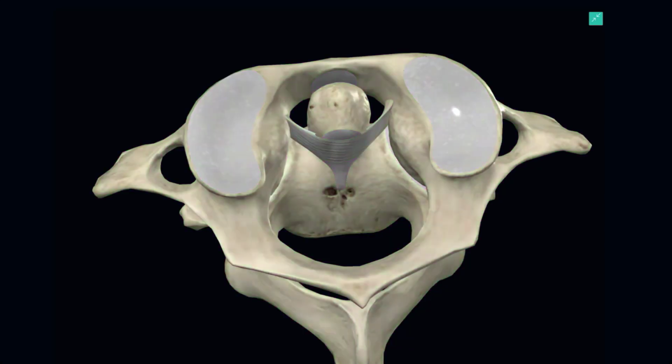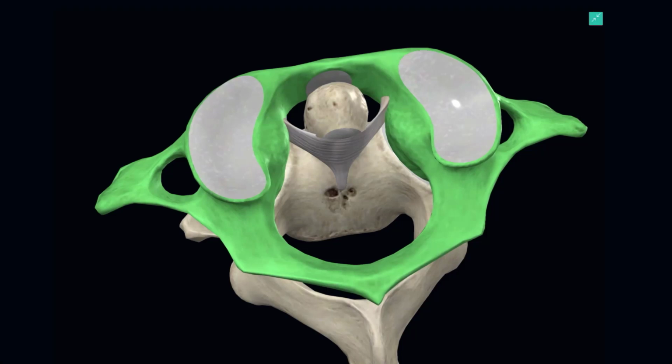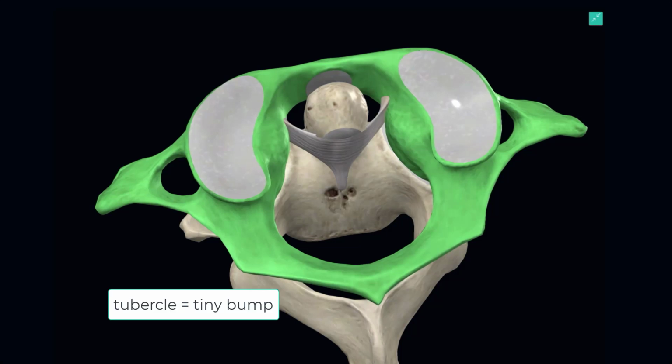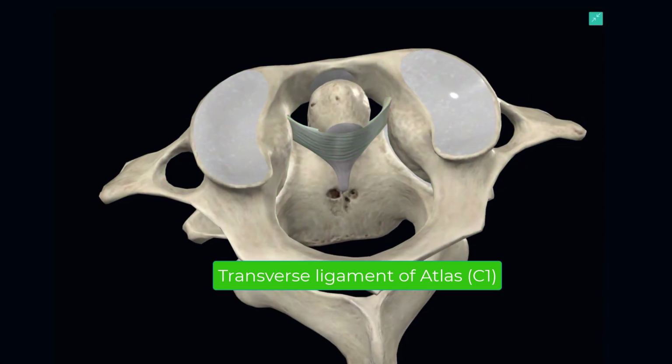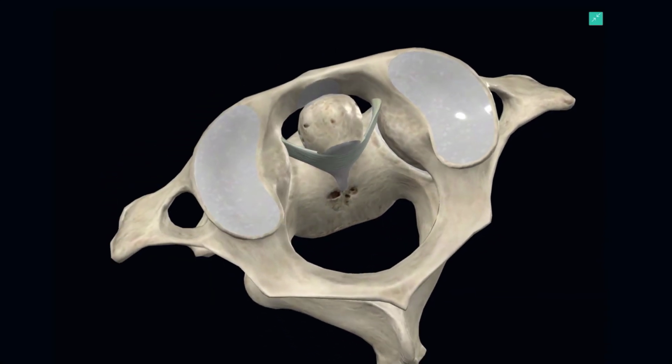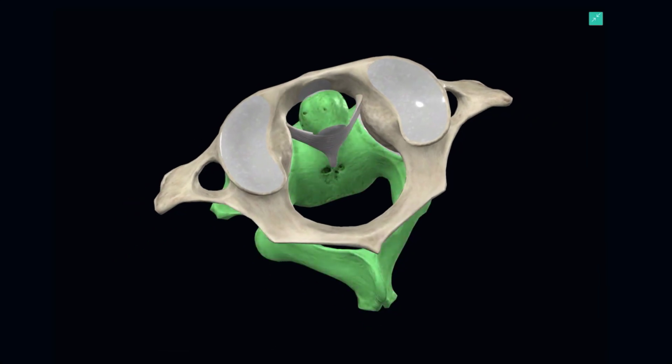Do you remember that C1 had a landmark on each side of the lateral masses that are called transverse ligament tubercles? Basically, tubercle means tiny bump, and these names come from a ligament. And this ligament is called the transverse ligament of atlas, C1. And this ligament provides extra protection so that the dens of C2 doesn't slip, glide, or move.